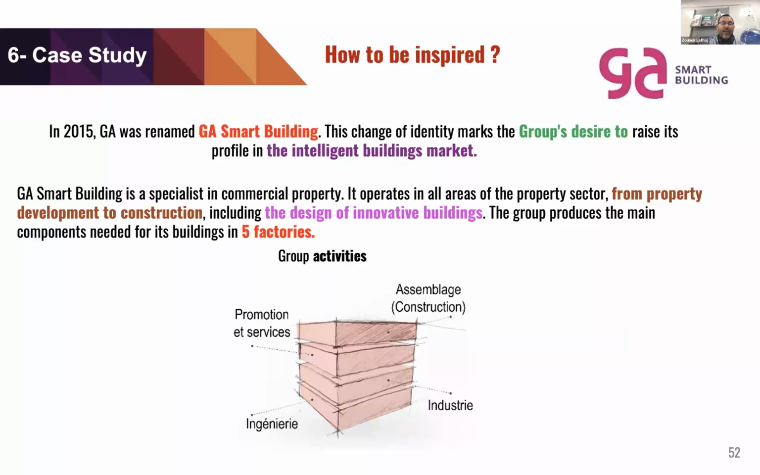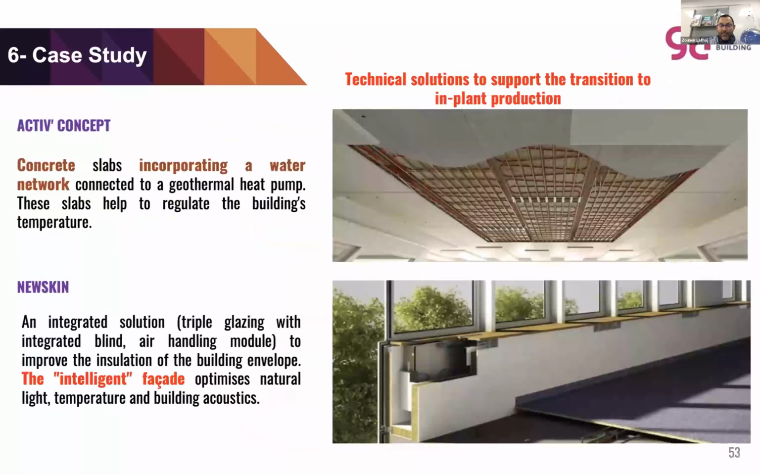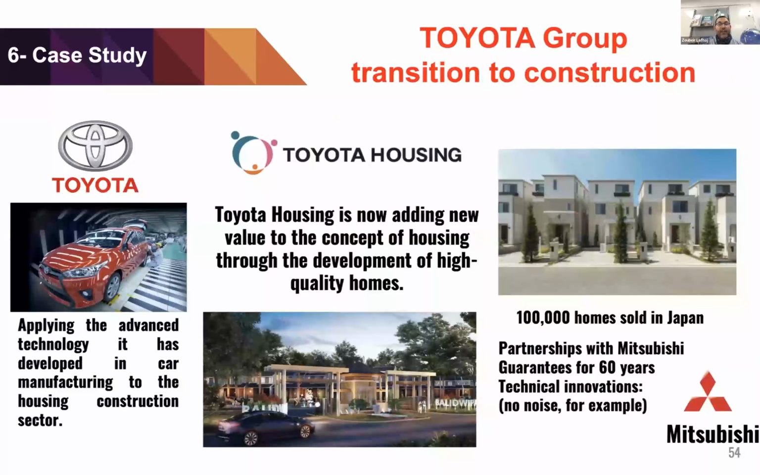The group produces the main component needed for its building in 5 factories. This is the active concept. The new skins, so they invest a lot in new materials and new products, which are very important for them. I can give another example in Japan, Toyota Group.